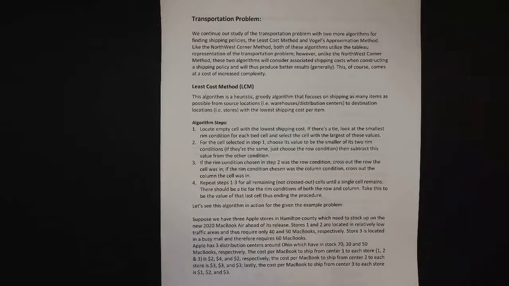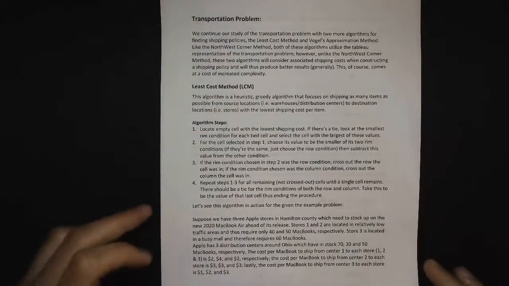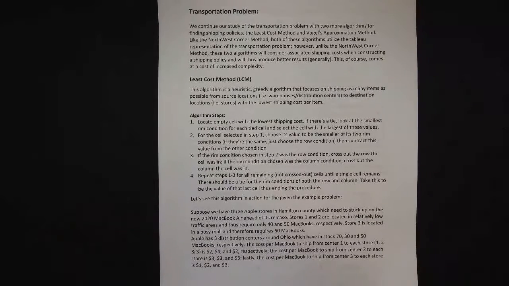So in the northwest corner method, we were only concerned about position, right? We chose the cell that was in the upper left corner of the tableau. In this case, we look for the cell with the lowest shipping cost, right? Okay, so let's see this algorithm in action for the given example problem, right?